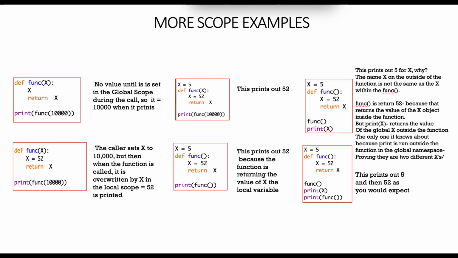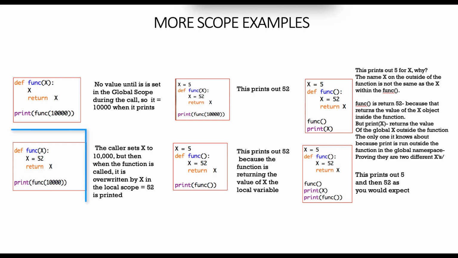Okay, let's look at some more examples. So we're going to start in the upper left-hand corner. We have def func. We pass it x. Then we have x in the body of our function, and we return x. Then our caller says func(10,000). It passes 10,000 for x. There is no value set until it's set in the global space during the call. So this is an easy one. It takes 10,000 and it just prints it out for us, right? That becomes the value of x. So that one's pretty straightforward.